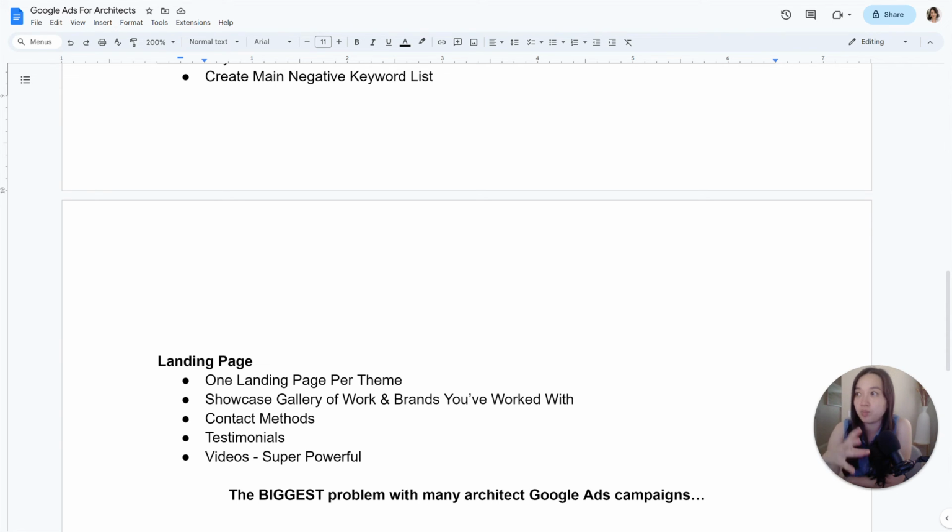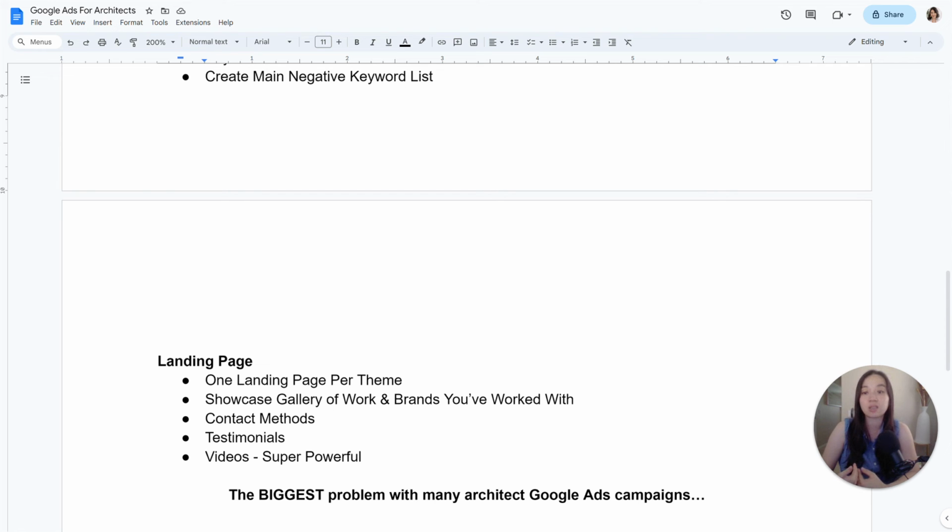The next thing is showcasing a gallery of work and brands that you've worked with. So pictures are worth 1,000 words. Of course, you know that. But taking that, putting together some sort of gallery to show what you've actually done is going to be really beneficial for the traffic that's coming to your website, so that hopefully you can convert them into leads.